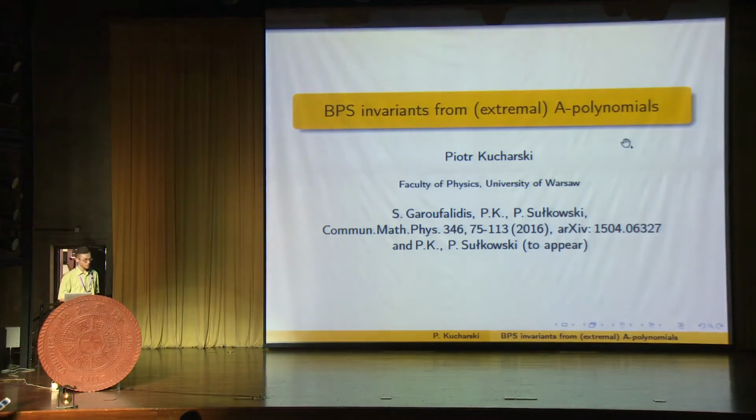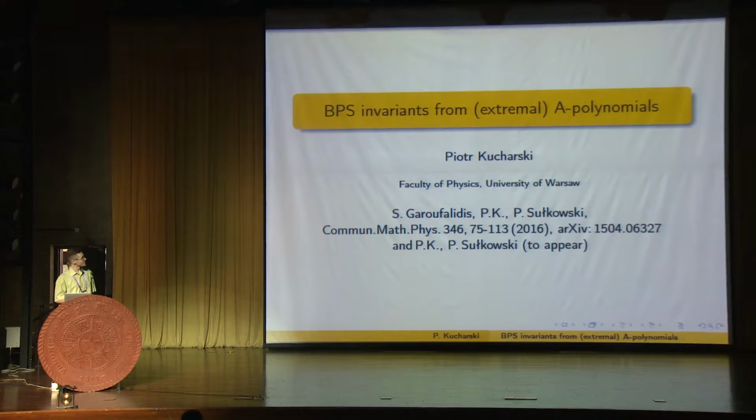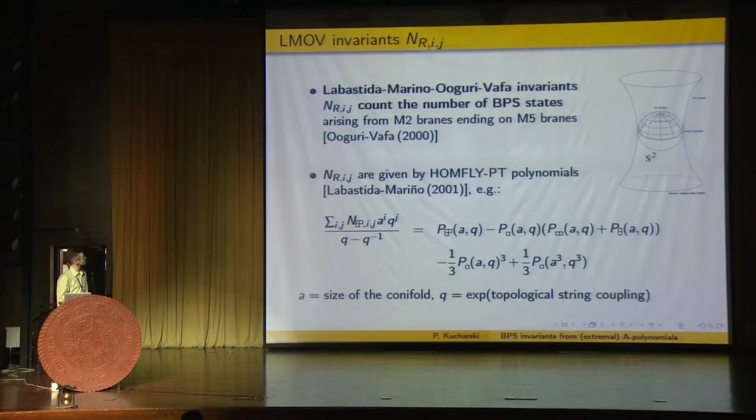Hello, I will tell you about BPS invariants from extremal A-polynomials, and this talk is based on my works with Piotr Sułkowski and Stavros Garoufalidis. The main objects of our interest are Labastida-Mariño-Ooguri-Vafa invariants, N_{R,i,j}, which are an open version of Gopakumar-Vafa invariants. N_{R,i,j} count the number of BPS states arising from M2 branes ending on M5 branes embedded in the resolved conifold.